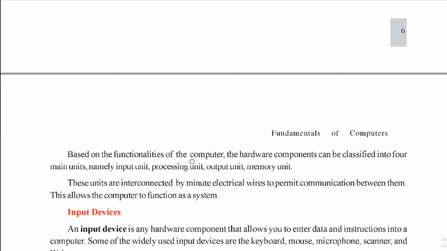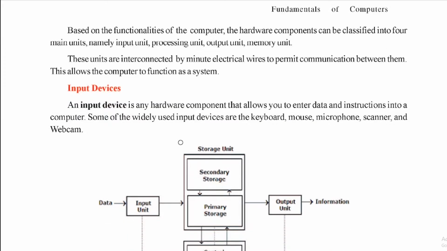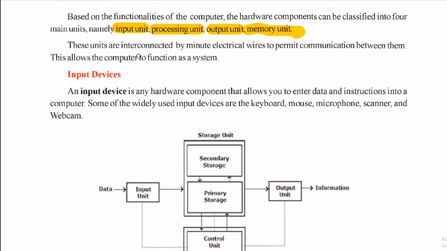Let us learn what units we may be using, one by one. Based on the functionalities of computers, the hardware component is classified into four main units. One is the input unit, which you are already familiar with, then the processing unit, the memory unit, and finally the output unit. So whenever we talk about a computer, we have four units. These units are interconnected by electrical wires to permit communication between them.